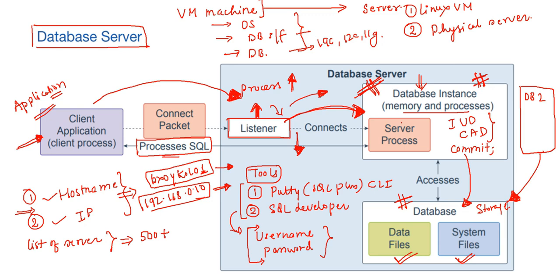And the database server, what we used to say, is just a server which consists of one database instance. An instance is a combination of memory and the database processes, and it should have at least one database consisting of data files and system files.